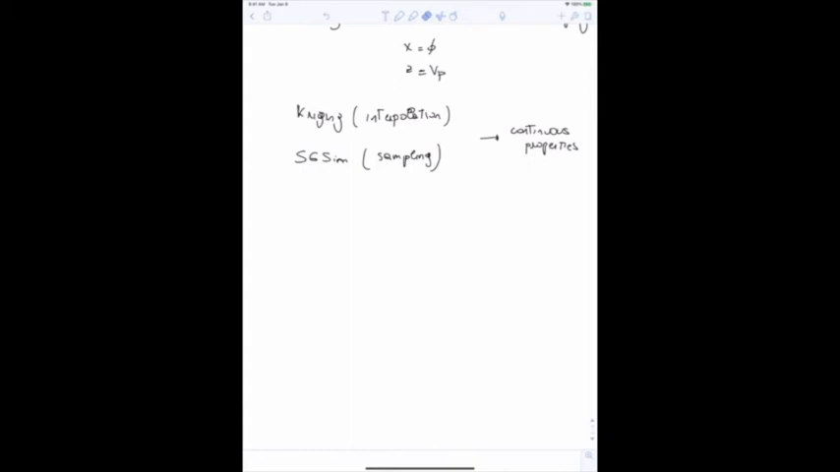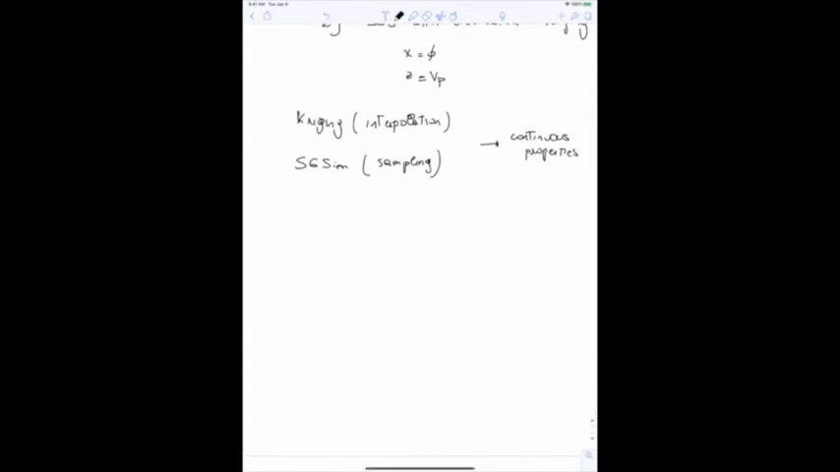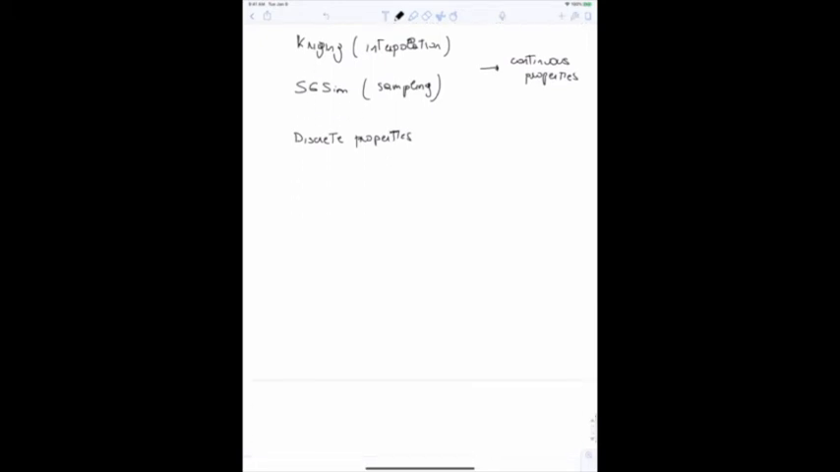An example of a discrete property is the facies or the rock type. For example, what if we're interested in classifying sand and shale based on seismic velocities? Well, we essentially use a trick to apply the same methods that we have seen so far. So in the case of discrete properties, what we do is define what we call an indicator variable.